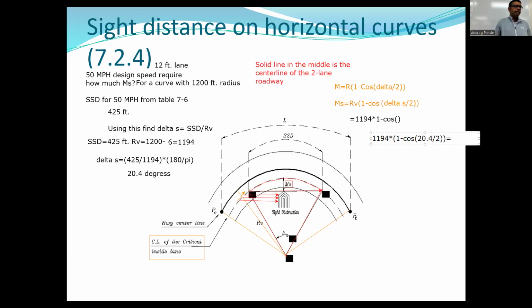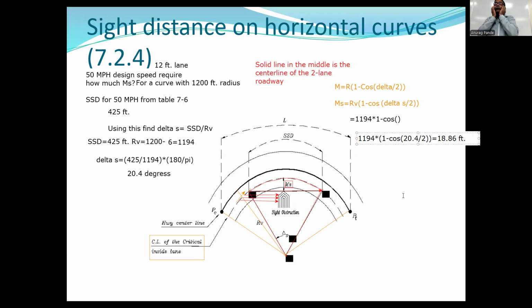Compute that. What's the answer? Does anybody have it? 18.86 feet. 18.86 feet. That's good. So yeah, that sounds about the right answer, 18.86 feet. So from the center line of the inner lane, you need to clear out 18.86 feet so that the drivers can drive at 50 miles per hour, be able to see.